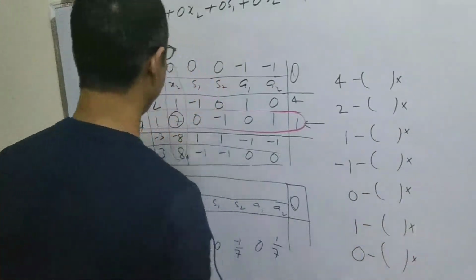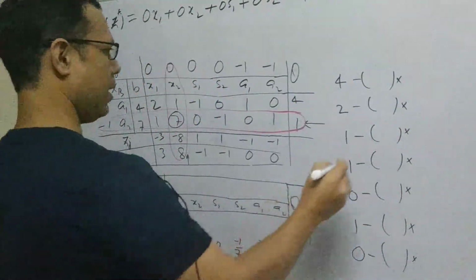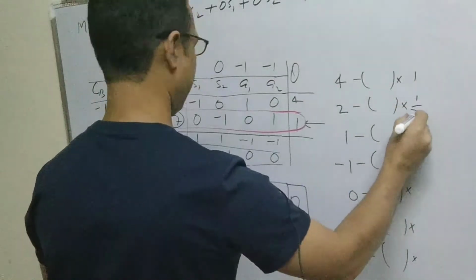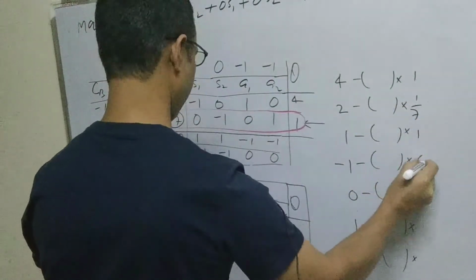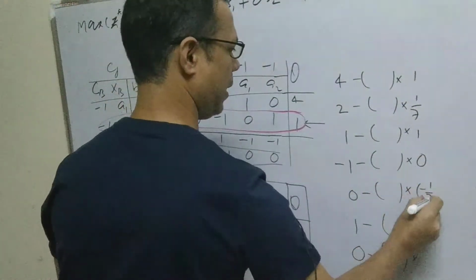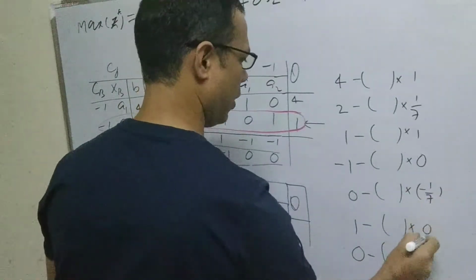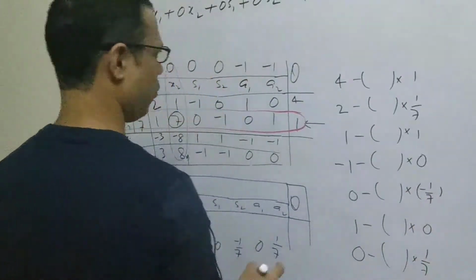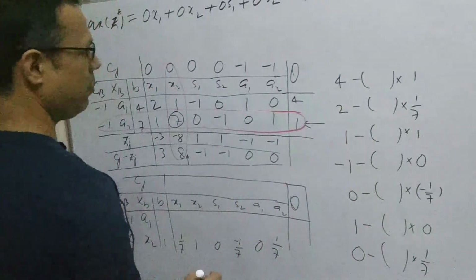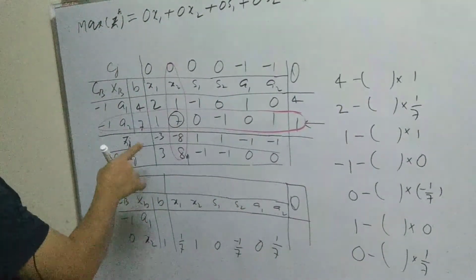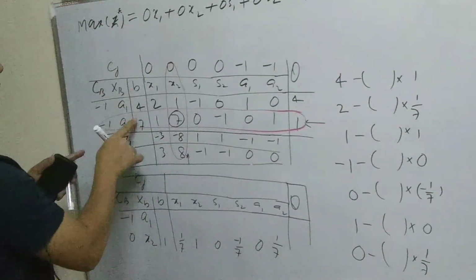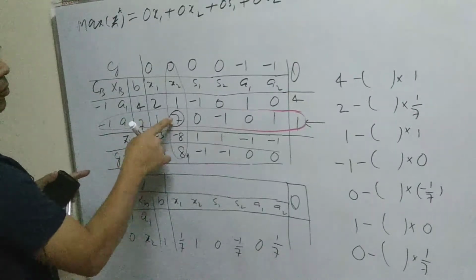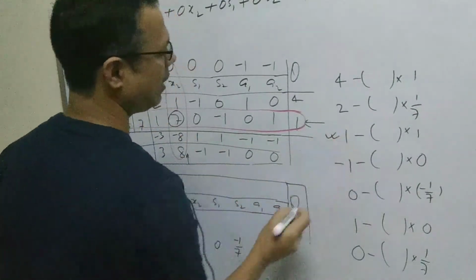So the new table values are 1, 1 by 7, 1, 0, minus 1 by 7, 0 and 1 by 7. Which value is now going to be considered as the constant value, and where are we going to make the changes? Just start from B: 1, 2, 3, at the third position we are going to make the changes. It means here we are going to make changes.